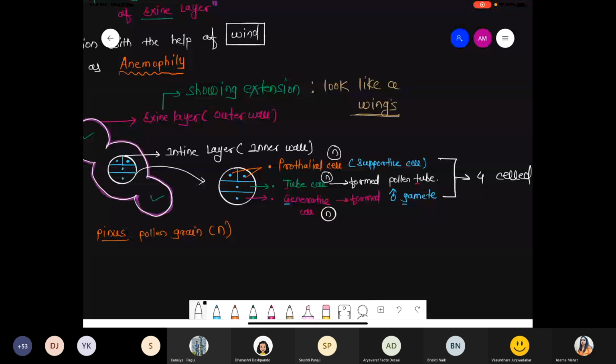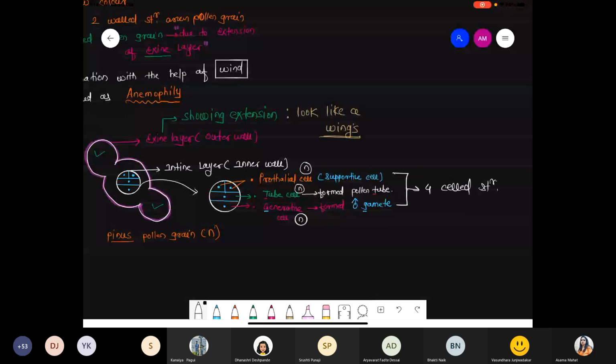And now in this condition we are talking about the male gamete. Who forms the male gamete? The generative cell. So the generative cell further forms the male gamete. So if we look here, inside the single pollen grain, all pollen grains are haploid structures, no doubt, but we can specifically say they are 4-cell structures because 4 cells are present: 2 prothallial cells, 1 tube cell, and the other one, the generative cell. Got it?